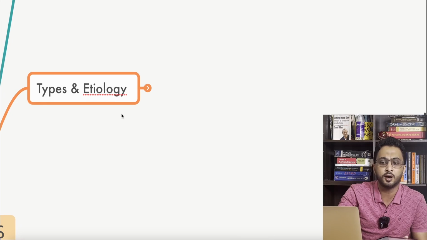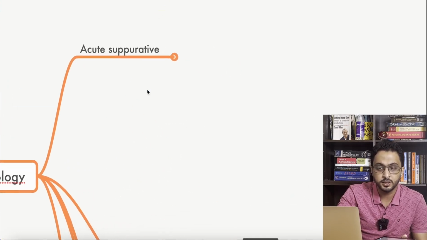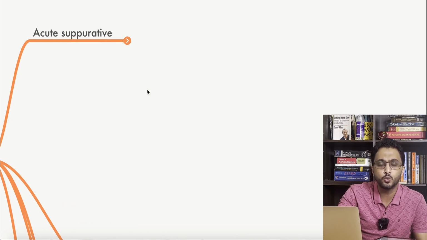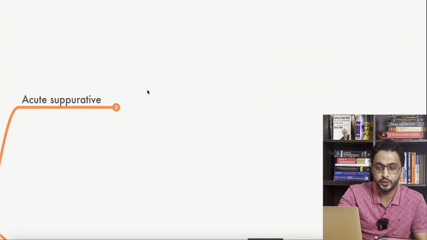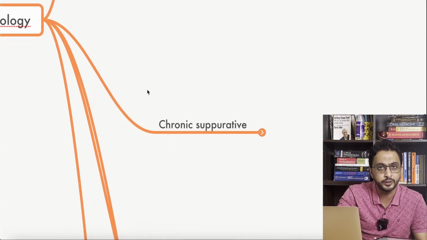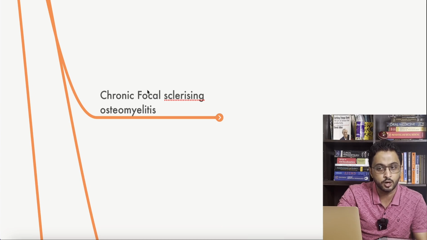Now types and etiology. Different types are there. I'm going to discuss each type. There is acute suppurative. So two suppurative means pus. Okay. You can see the image there, the pus draining out. So that's suppurative. So two suppurative are there, acute and chronic suppurative. Then basically there is sclerosing type, that is chronic, basically sclerosing will be chronic.